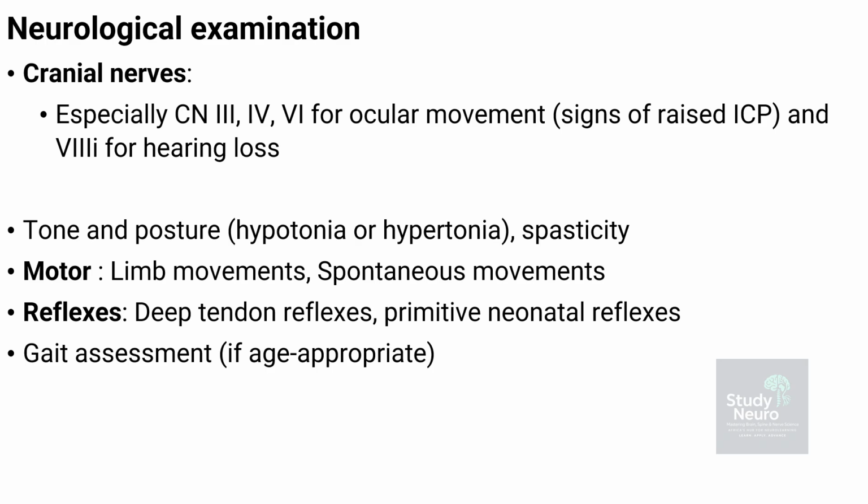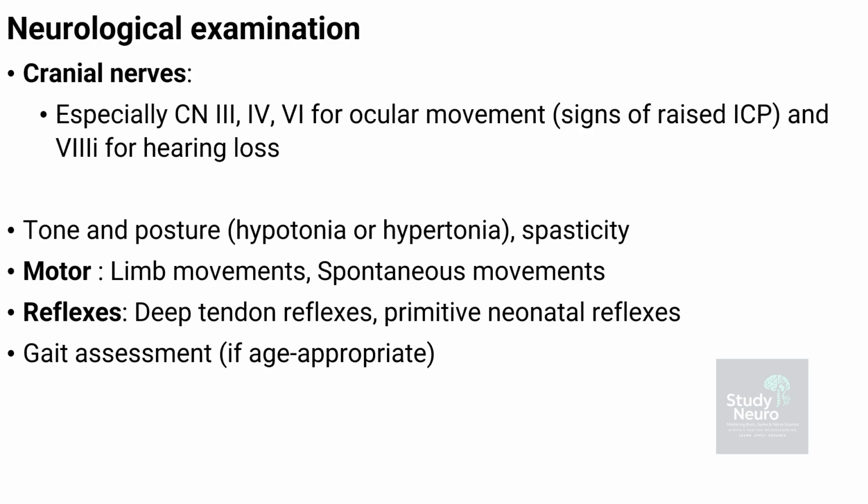Next, assess muscle tone and posture. Some children, particularly those with associated myelomeningocele, may demonstrate hypotonia, while others exhibit hypertonia or spasticity, reflecting upper motor neuron lesion. Observe spontaneous and purposeful limb movements, noting any asymmetry, weakness, or abnormal patterns that may indicate motor pathway dysfunction.